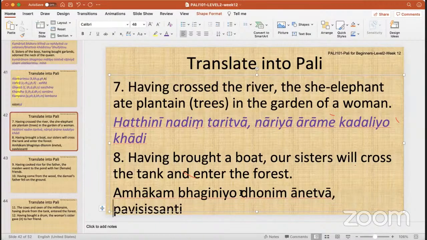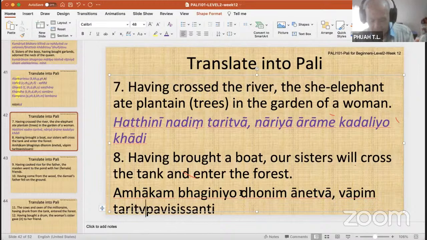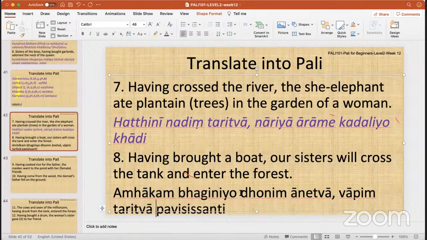We'll cross the tank. That means vapping. Vapping tarissanti, taritwa. Then ataving pavisissanti. Right? Amhakam bhaginyo dhoning anitwa vapping taritwa ataving pavisissanti. Is that clear with everyone?